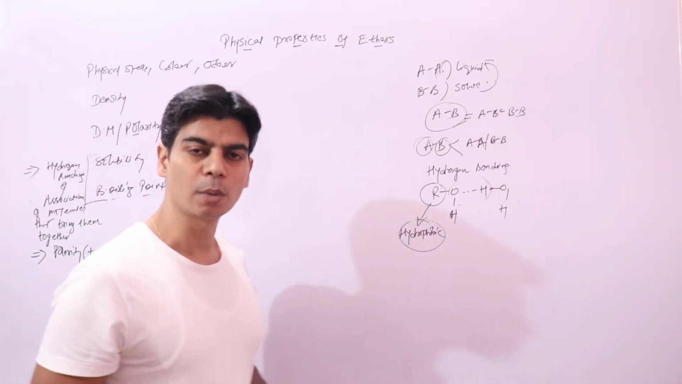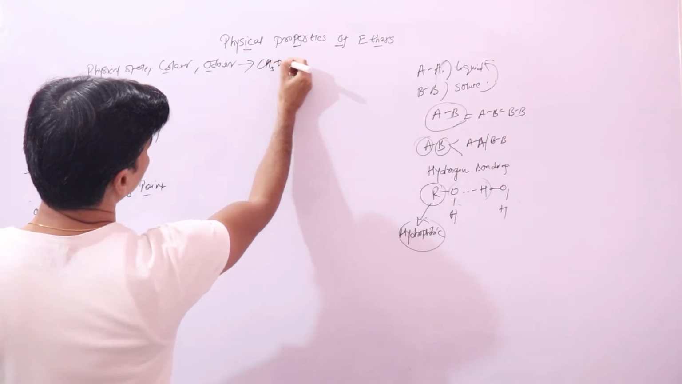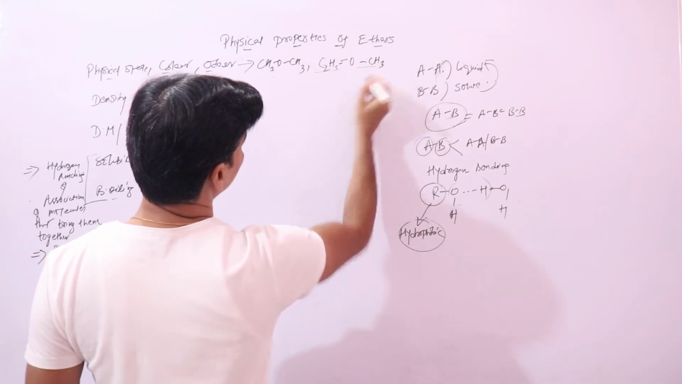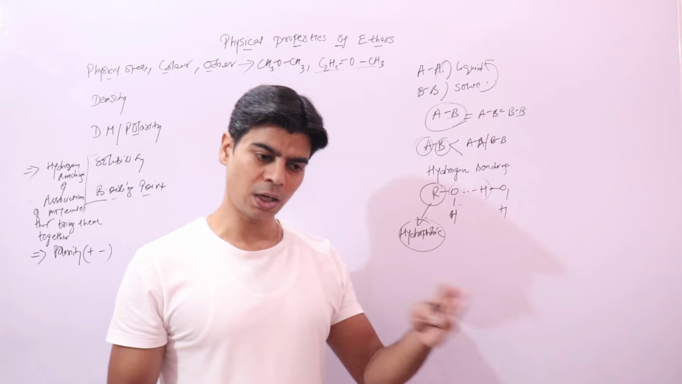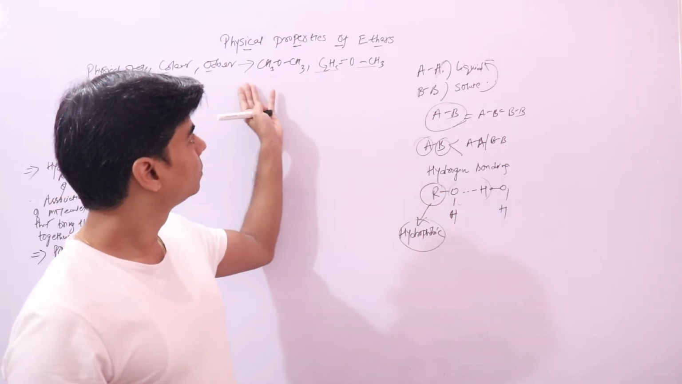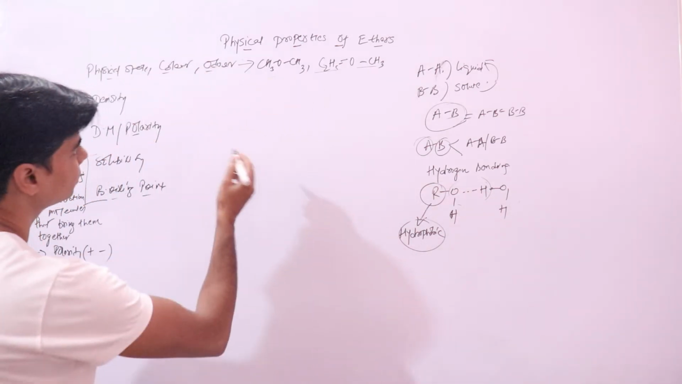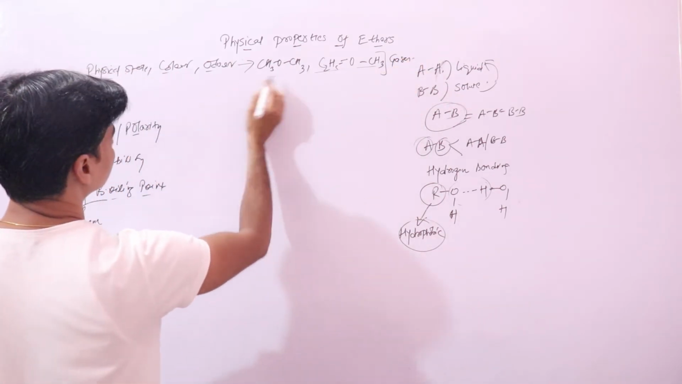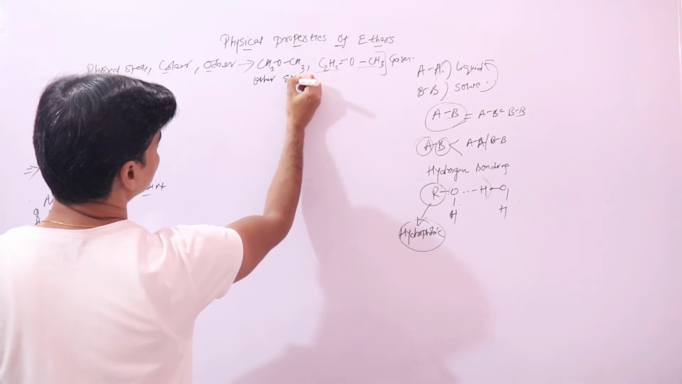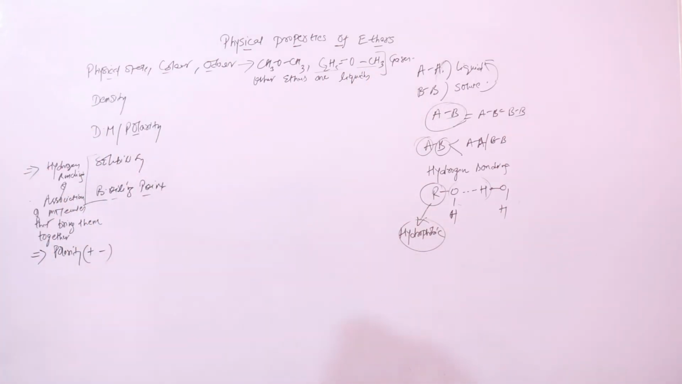Now let's come to our main topic, which is physical properties of ethers. When we talk about physical state, dimethyl ether and ethyl methyl ether are both gases. These are the lower ethers, which are gases, and the other ethers are liquids. Aromatic ethers are also liquids, with characteristic odor.